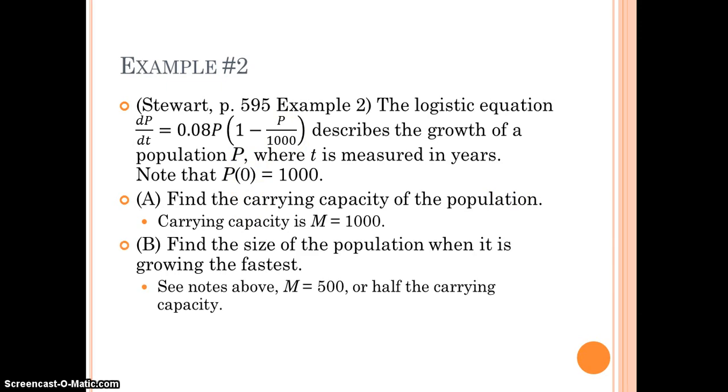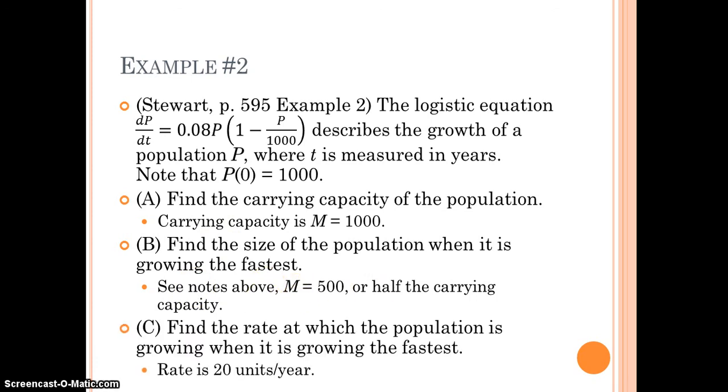Find the size of the population when it's growing the fastest. As I mentioned before, we're growing the fastest at half our carrying capacity, which in this case is when M is equal to 500. And then find the rate at which the population is growing when it is growing the fastest. We can just plug in 500 into this, and we get a rate of 20 units per year.